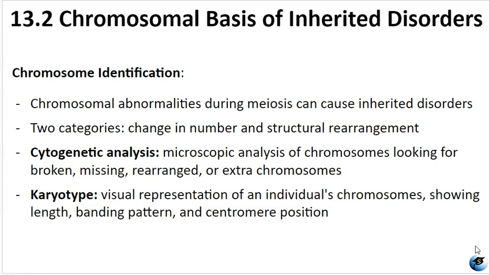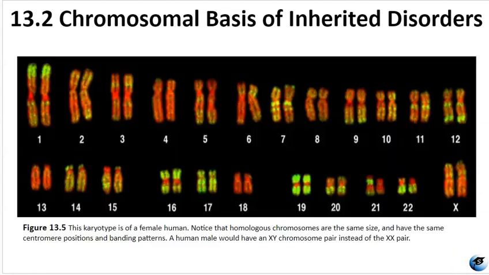We'll go into this in some more detail in just a bit, but I did want to show you figure 13.5. This is a karyotype, or also known as a karyogram, of a female human. So you can see the homologous pairs of chromosomes. They are the same length, the same size, they have the same centromere positions, and they have very similar banding patterns. Okay. You know that this is a female because she has 2 of the X chromosome. If this was a male, it would be an X and then a smaller Y chromosome here.